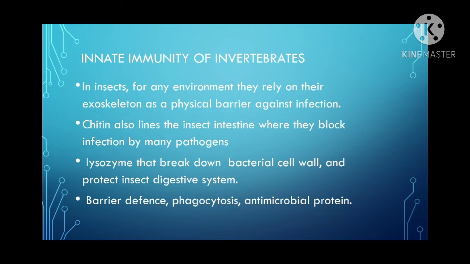So they rely on their exoskeleton, which is made up of chitin. The exoskeleton acts as a physical barrier against infection. In addition, chitin lines the insect's intestine, which blocks infection by the many pathogens present in the intestine. Lysozymes are also present that break down bacterial cells and protect the insect's digestive system.